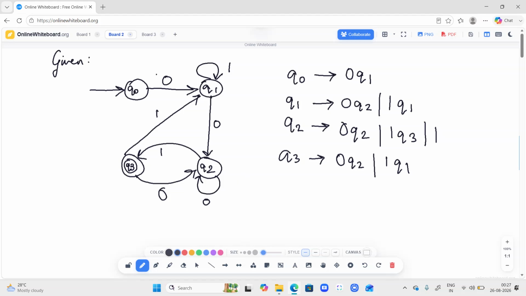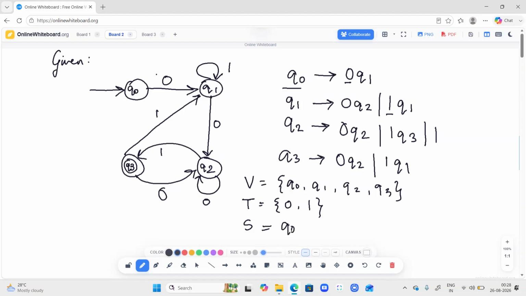Finally, if you were to write it using 4-tuple notation, this is how you will denote. Which are your variables? All the letters that you have on the left hand side. They are all your variables: Q0, Q1, Q2, Q3. Your terminals are nothing but your input symbols, 0 and 1. Your starting symbol S is nothing but Q0 because there's an arrow shown here for Q0, and all these are your production rules. This is how you will denote it using 4-tuple notation.